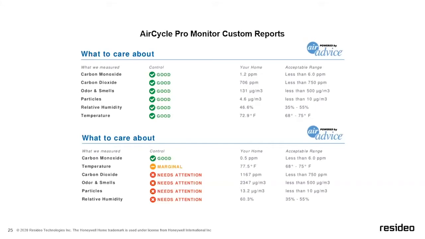And the reason we do that is anything above 55, you have the potential of creating a mold situation, especially if particles are also high, which in this case they are. When you have high particles and high humidity, you definitely have the opportunity to create mold. Now, whether it's toxic mold or not, it's still mold. Mold is something you want to take care of.